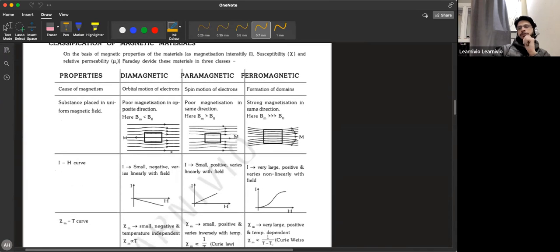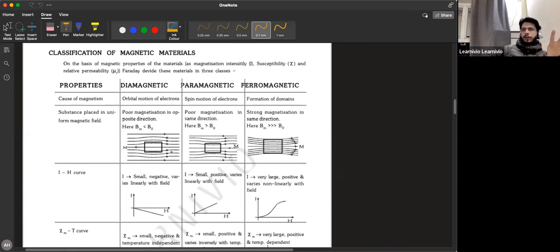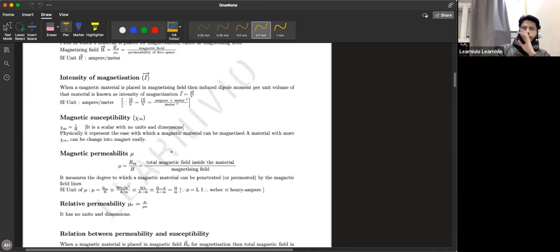From here, the classification starts. The classification of magnetic material. So the materials that you have can be classified into three types: diamagnetic material, paramagnetic material, and ferromagnetic material. To classify materials into diamagnetic, paramagnetic, or ferromagnetic, you should know some definitions.